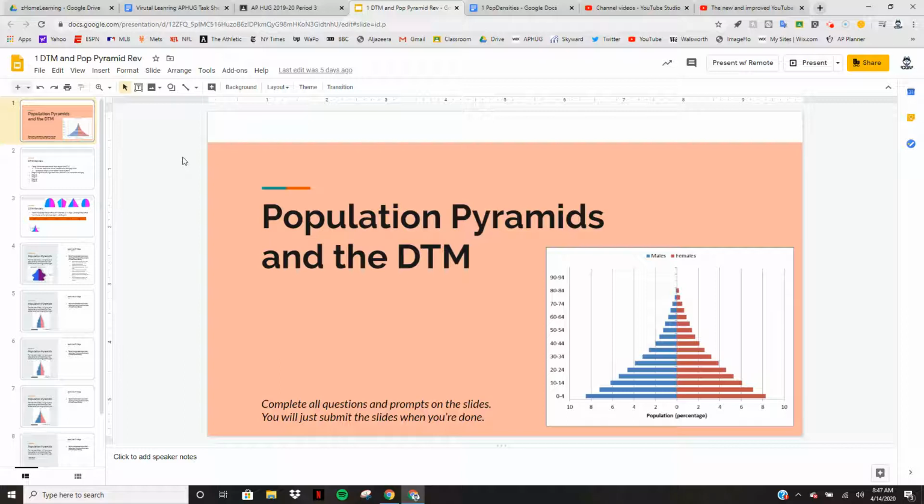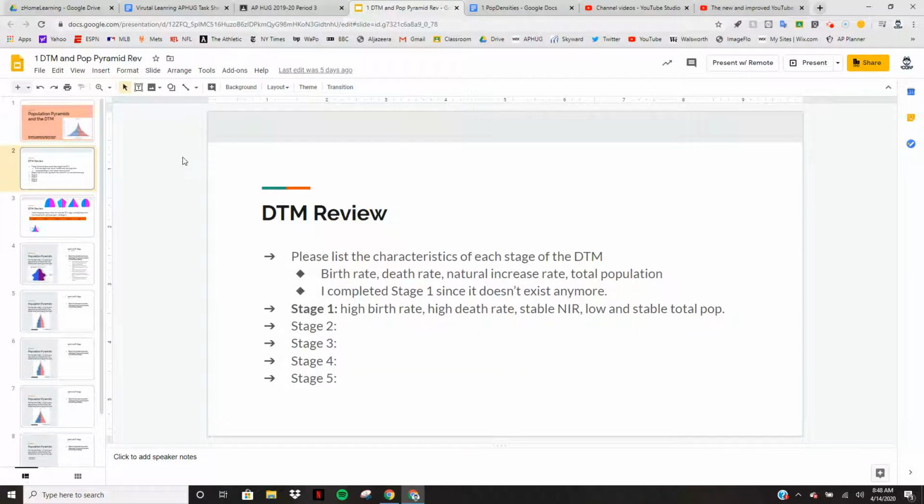So something like the population pyramids or the demographic transition model. If you guys know this, then I think this is something that will really, really benefit you because it just seems like a logical choice for a question. So what you're going to do with this is in some ways a basic review to get down a lot of the terms and ideas associated with these models.